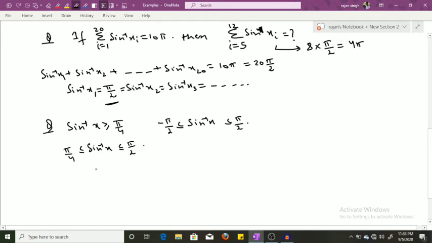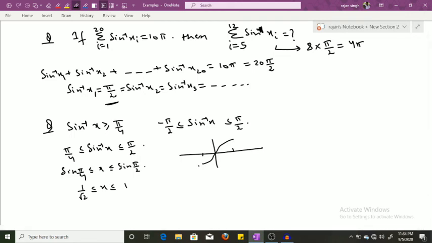So how to find x? We need x alone, so you apply sine on all the sides. Sine of pi by 4. And one more thing, sine is basically an increasing function from minus pi by 2 to pi by 2. So when you apply an increasing function, there is no effect on the inequality. Sine pi by 4 is 1 by root 2. So what is the answer coming? 1 by root 2 to 1, closed interval. One of the basic questions.